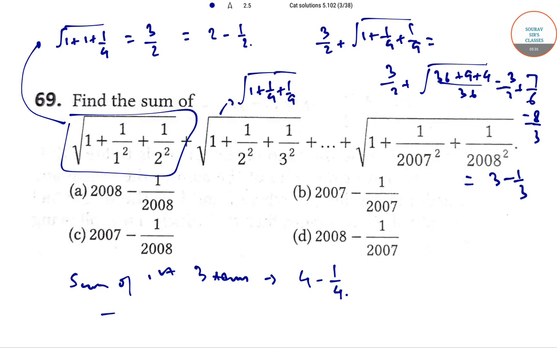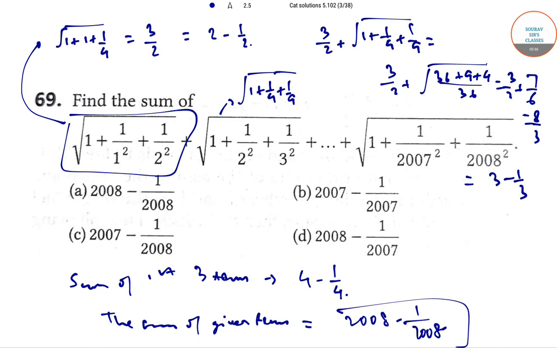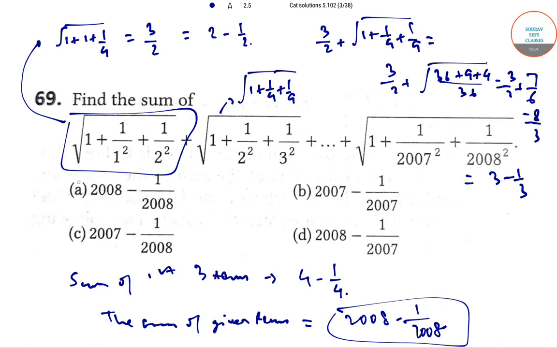So the sum of given terms is equal to 2008 minus 1 by 2008, since there are a total of 2007 terms. So we get this as our answer, option A.